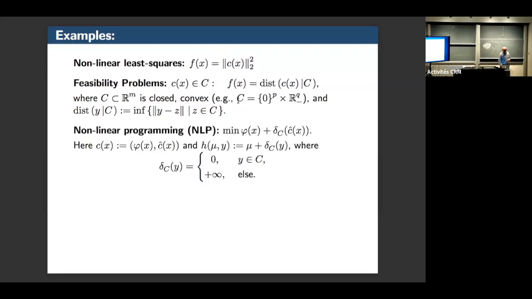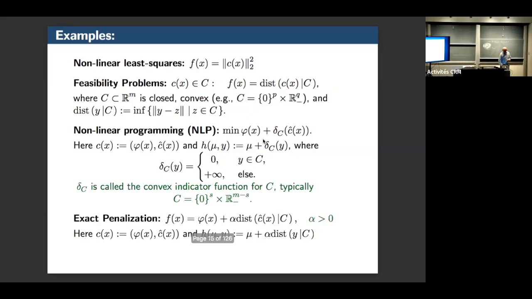Then there's nonlinear programming. Here, I'm going to be using the convex indicator function. This is the indicator function of the set C when C is convex. It's 0 when you're in the set, and it's plus infinity otherwise. So if I have the indicator of C hat of x here, that means I want to be in the set C. So it's a constrained optimization problem, a general nonlinear programming problem.